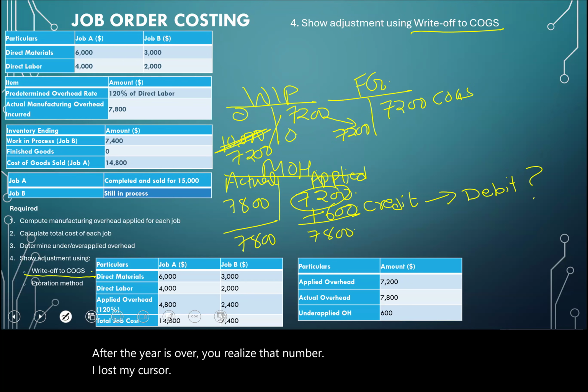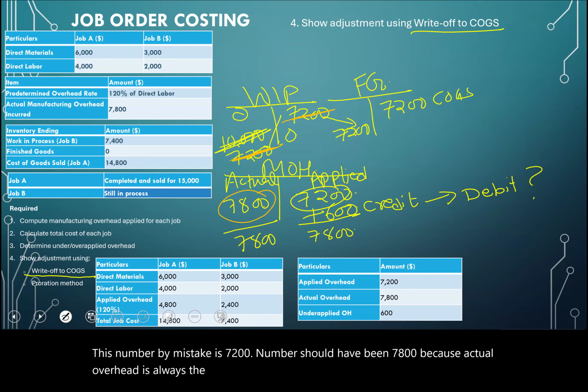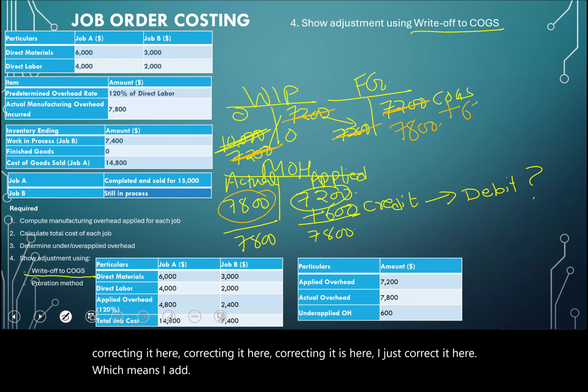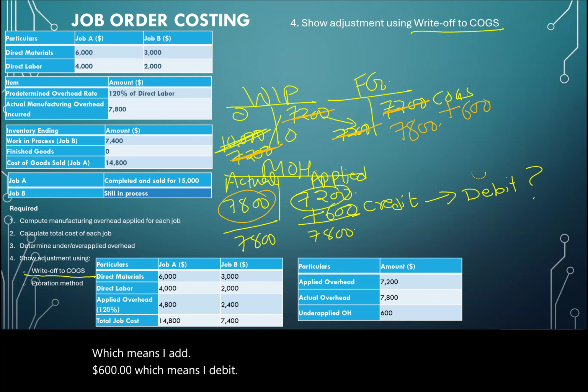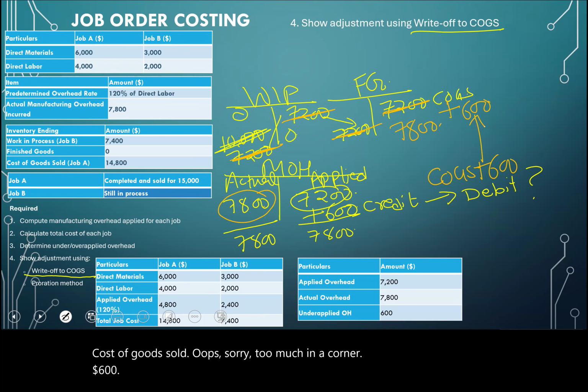This number by mistake is 7,200. The number should have been 7,800 because actual overhead is always the correct number. So instead of correcting it here, here, here, and here, I just correct it here, which means I add $600, which means I debit cost of goods sold. Oops, sorry, too much in a corner. $600 to adjust my account.